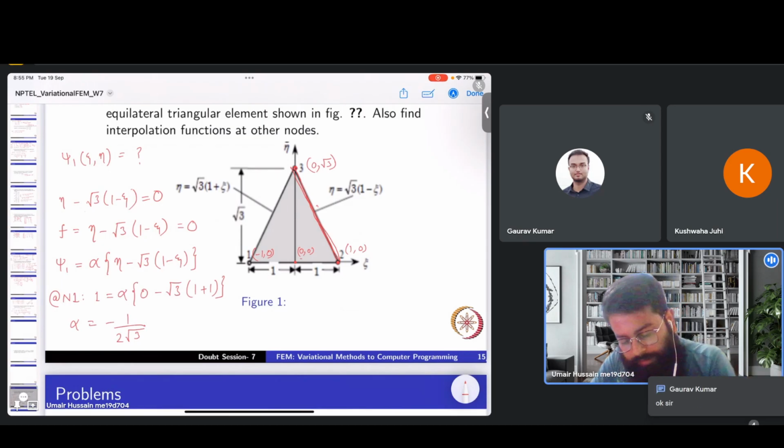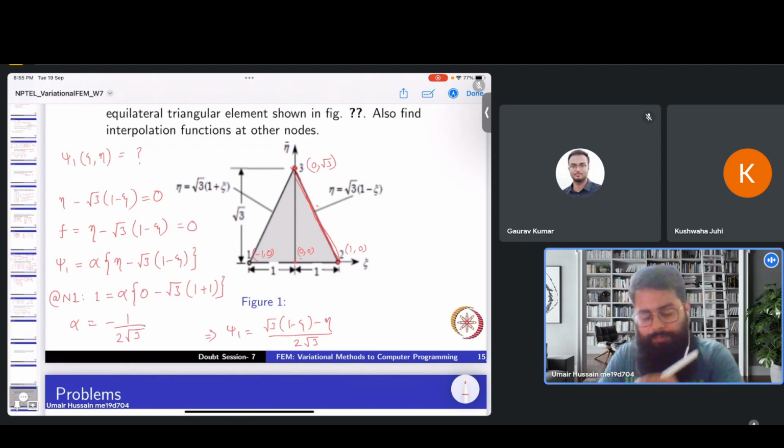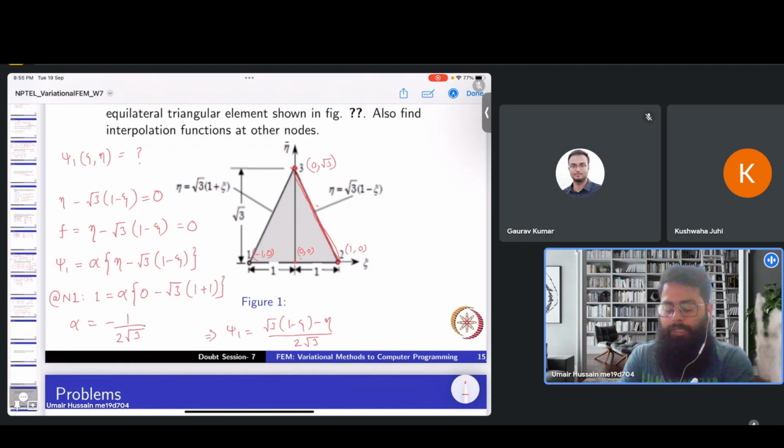So your psi 1 turns out to be root 3 (1 minus xi) minus eta, upon 2 root 3. Right. So this is how you get psi 1. In the same way, you can find the shape function on the other two nodes. You just need to know the equation of the line opposite to that node.